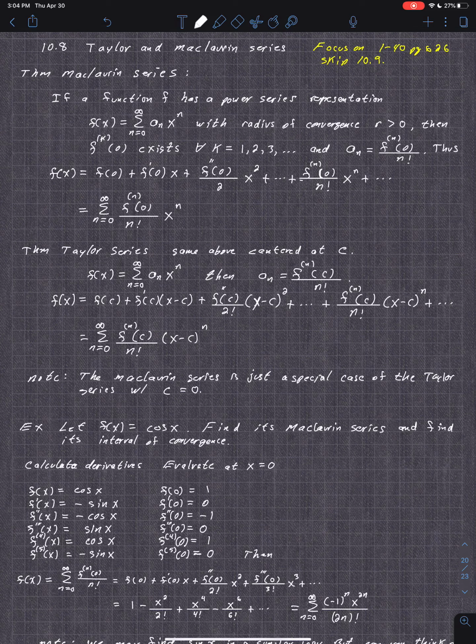Now let's look at 10.8 on Taylor and Maclaurin series. So what this is basically is a series, an infinite series expansion of a function in a summation form. It allows us to work with a function in different ways.